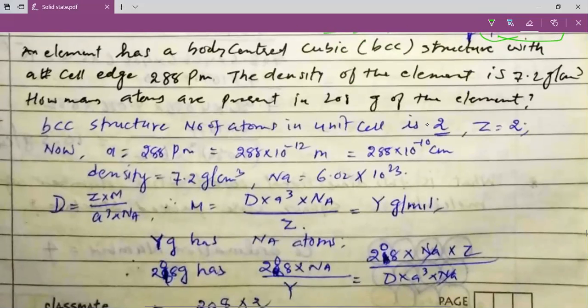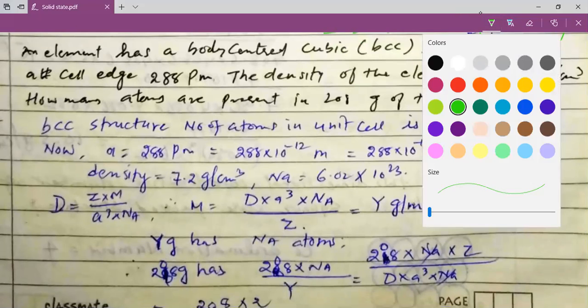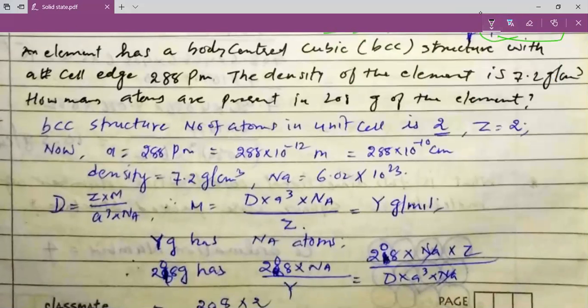An element has a body-centered cubic closed packing. We have body-centered cubic closed packing. That is what we need to understand, my dear students. So let's move forward and understand. An element has a body-centered cubic closed packing, BCC structure, with a cell edge of 2.88 picometer. That means it gives you the value of A. The density of the element is 7.2.